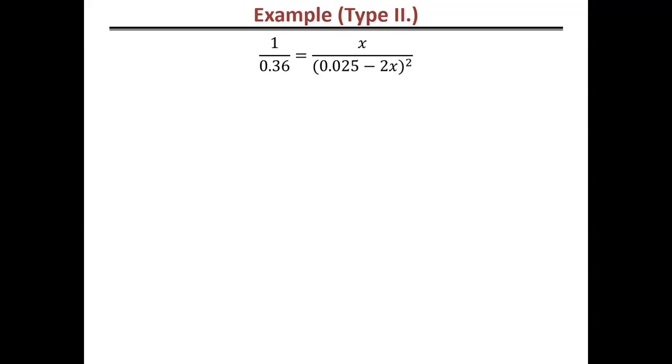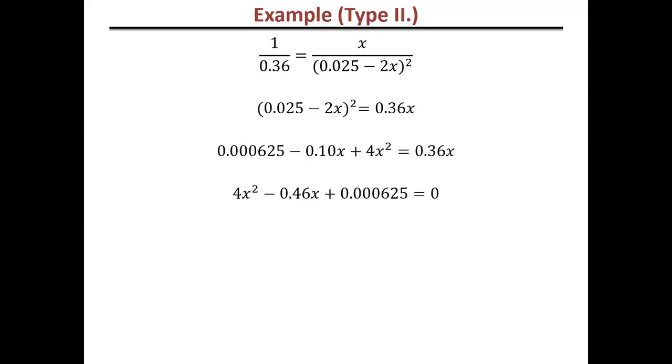So my job now is to try to simplify and get everything sorted out. I can see from my squared term that I'm going to end up having a quadratic equation. So I'm going to cross multiply. Everybody see how that was done? I'm going to cross multiply: 0.025 minus 2x whole quantity squared equals 0.36x. All right. Next thing I need to do is FOIL.